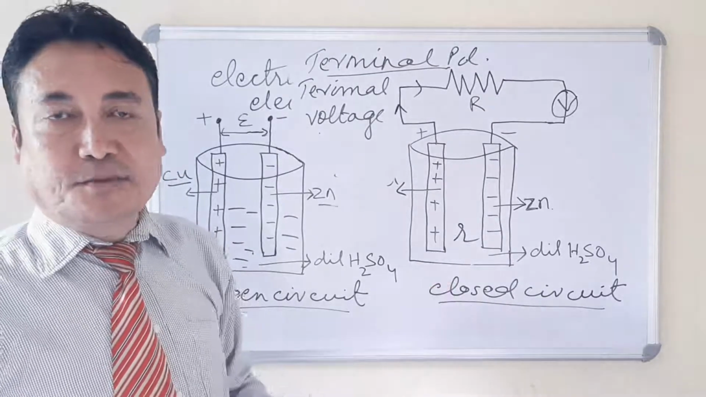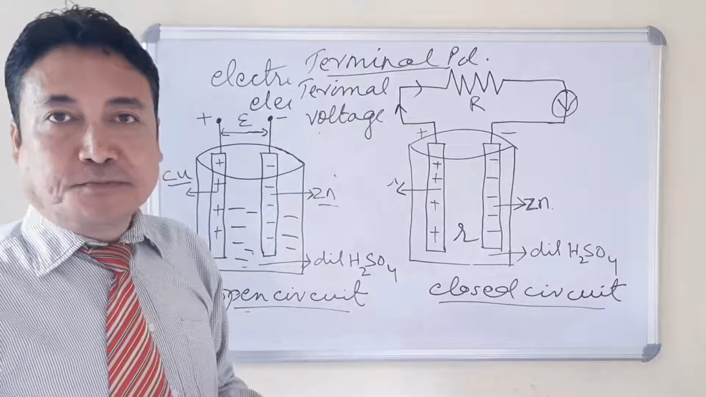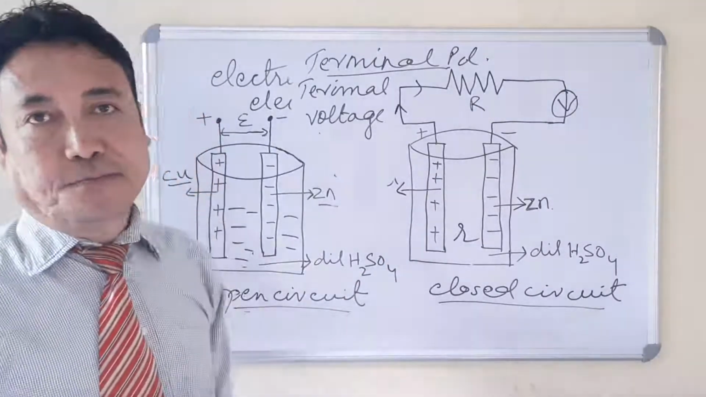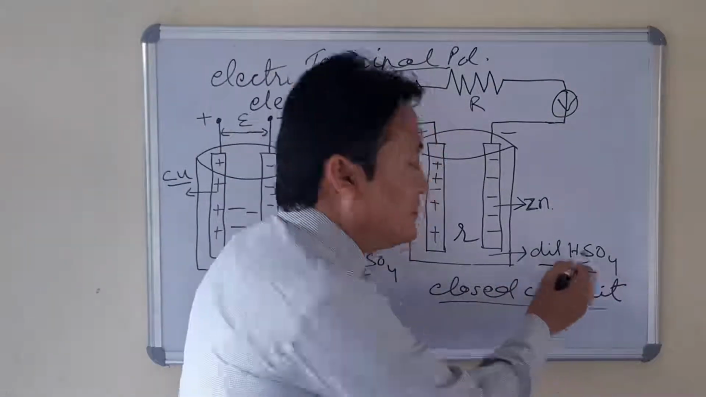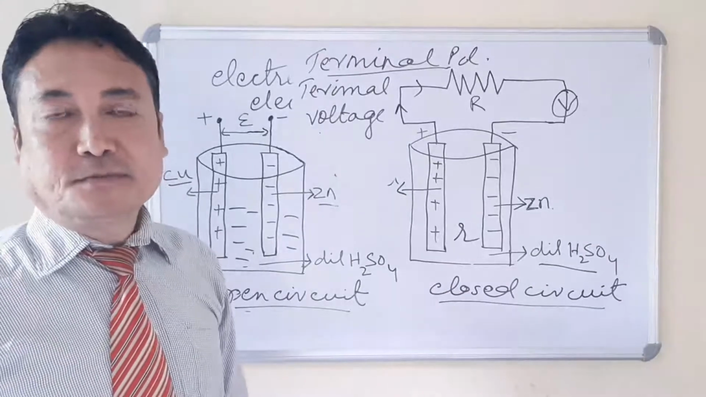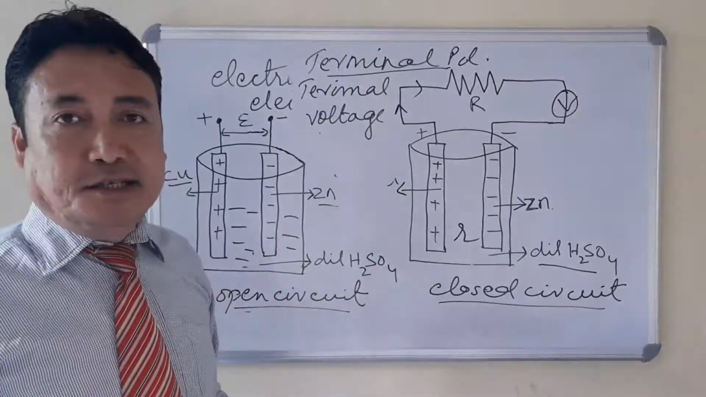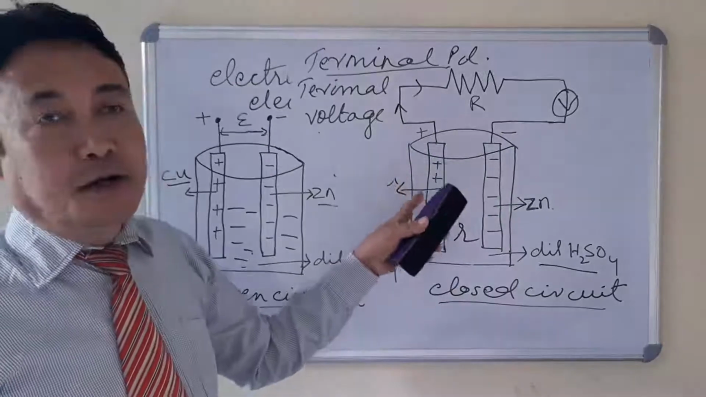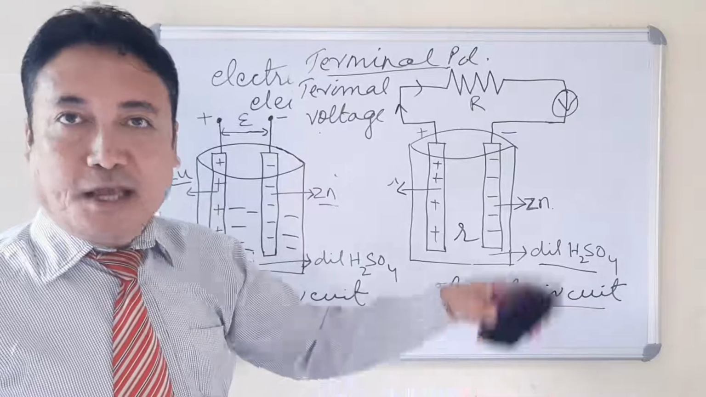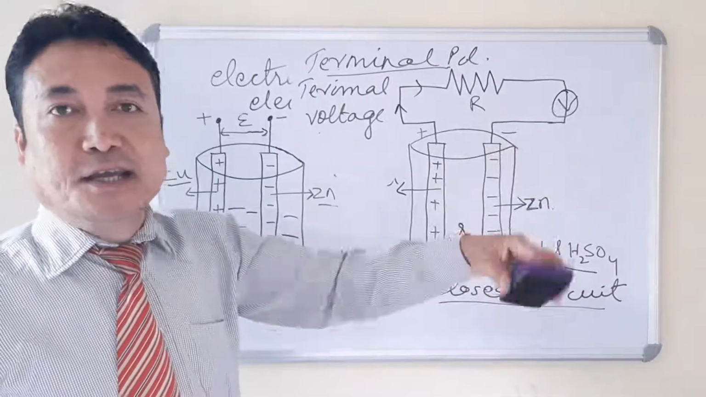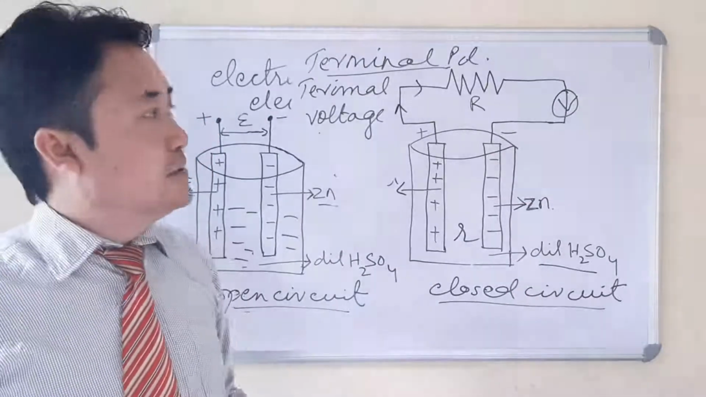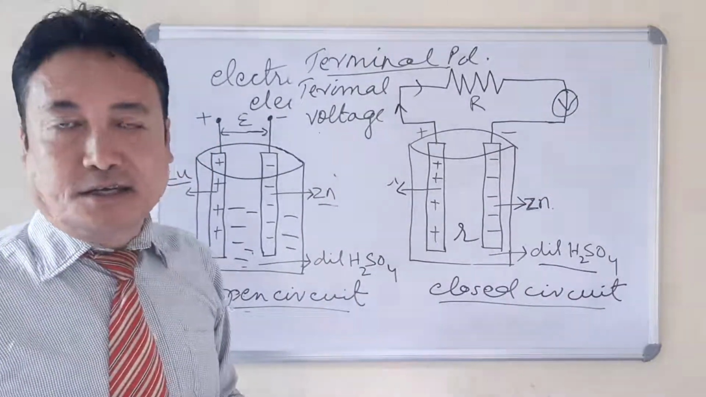And this voltage drop, the reason for the voltage drop is because of the resistance offered by the electrolyte of the cell. So the electrolyte means dilute sulfuric acid. So electrolyte will offer some resistance, okay, and this resistance will make the potential difference to drop, okay, and this drop of potential difference can be measured with the help of voltmeter, which has been joined with the external circuit here.